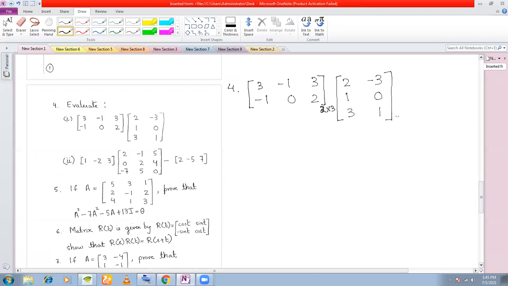What is the number of rows here? Number of rows here is 3 and number of columns here is 2. So you see, number of columns here is equal to number of rows here. The resulting matrix must be a matrix of order 2, 2 by 2, right? So let's see how we are getting a matrix of order 2 by 2. You have to check the order of the product matrix. Okay.